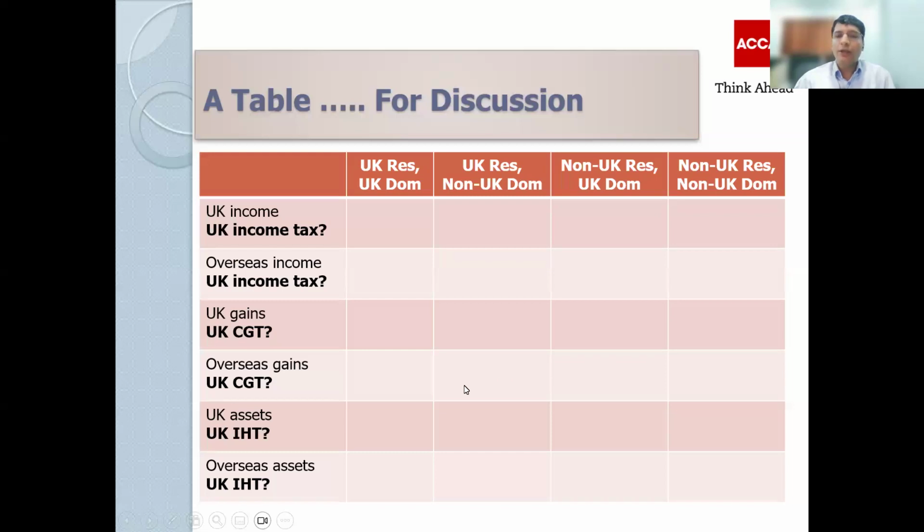Next box, if non-domicile, what happens? Let's look at this. If someone is UK resident but non-UK domicile, the first principle is all gains are going to be liable to UK CGT. That's the first principle. But if someone is non-UK domicile, then you can claim to be taxed on a remittance basis. In that case, if you remit any gain to the UK, only those gains are liable to UK CGT.